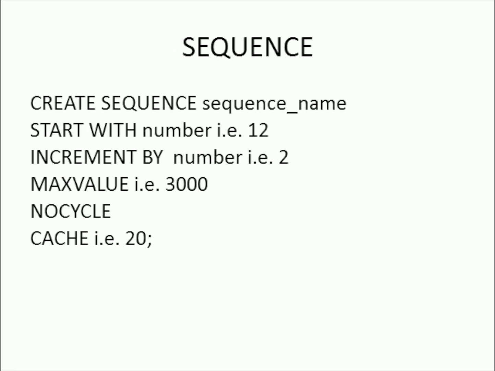If we had cycle when the sequence reached maximum, the sequence would have started over again at the minimum value of the sequence. Cache means that Oracle will predetermine the next value that we provide of the given sequence.